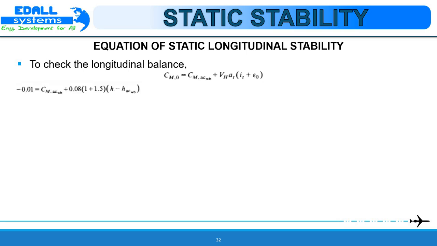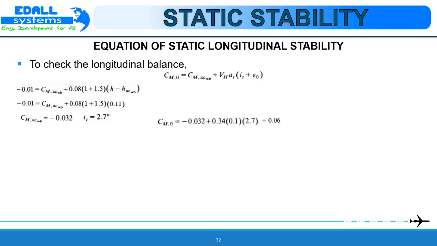By substituting the following equation from the previous problem, we get Cm along the aerodynamic center of the wing body is equal to minus 0.032. iT is equal to 2.7, that is, the tail setting angle is equal to 2.7 degrees. Substituting all the numbers here, we get Cm0 is equal to 0.06.